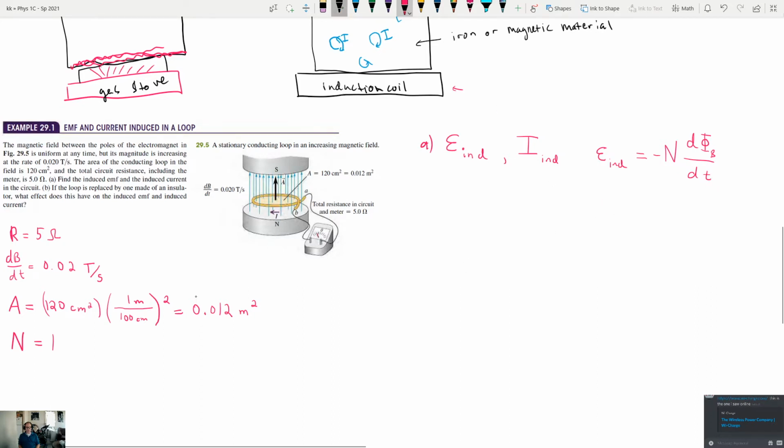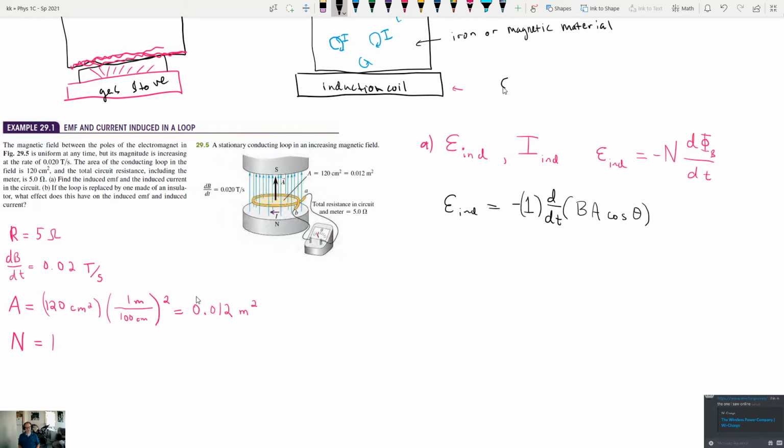So our induced EMF in this case should be equal to negative, I'll just go ahead and put a 1 in for the N. Then I'll write d/dt right here. And then for the flux, see it says that the magnetic field between the poles of the electromagnet is uniform at any time, but its magnitude is increasing. So I'm just going to write for my flux inside of here, and you'll find that this is what you do for the vast majority of the problems, except for probably one of the lab manual problems. I'm just going to write it like this.